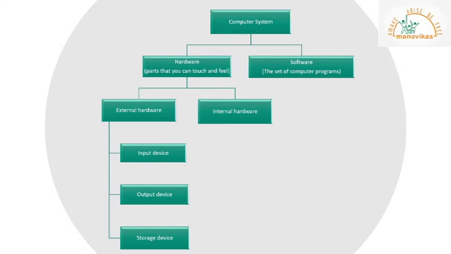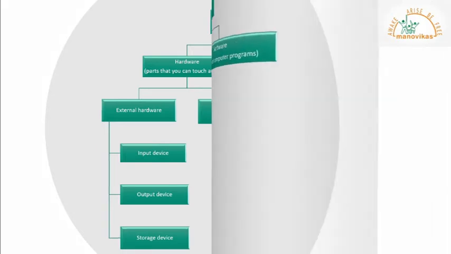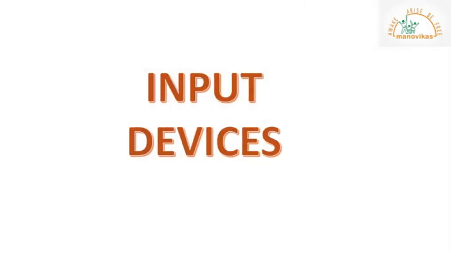So let's see what input devices are. The devices used to enter data into the computer are called input devices or input peripherals. An input device takes data and instructions from us and then converts them into binary form that the computer can understand. There are various input devices which we use in our day-to-day lives, and some of the common ones are as follows.